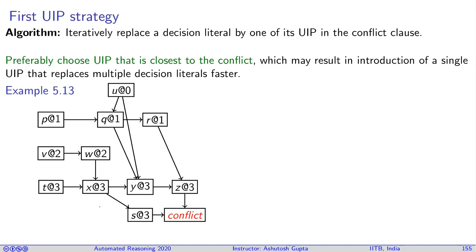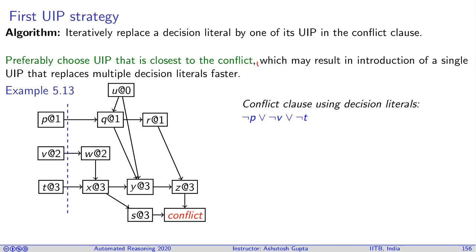Let's look at how this proceeds in this example. Okay, so first you have this cut. It learns this conflict clause, which is our traditional conflict clause when we learn via the implication graph. Then our strategy says take a decision level and move your cut forward. So what did we do?